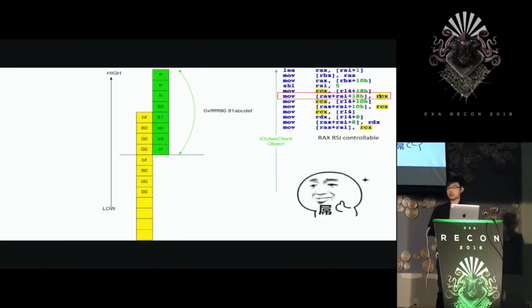And thanks to the x64 architecture, which allows us to do a 4-byte or even 1-byte element write in a mov instruction. We can see in this instruction, mov [RAX+RSI+18], RCX, we write RCX to this location, and RAX and RSI are both controllable by us. But RCX is limited to the range we have discussed before.